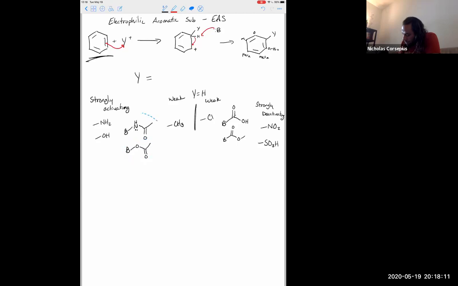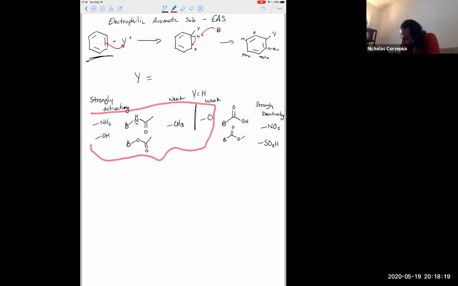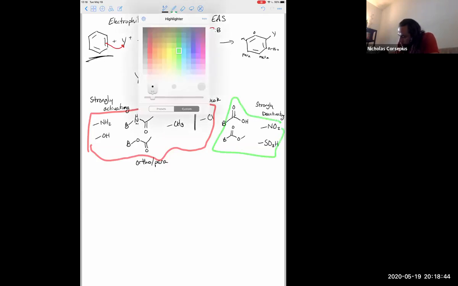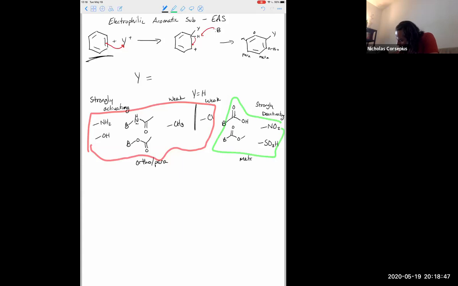Okay, and then if I'm going to categorize ortho-para directors, that's all of my activators as well as those halogens, right? Halogens are this weird category where they're deactivating, meaning that they're less reactive than a benzene ring when it's all naked, but nonetheless, they're still ortho-para directing, right? So this is ortho-para directing. And then all of our other deactivators are our meta directors.